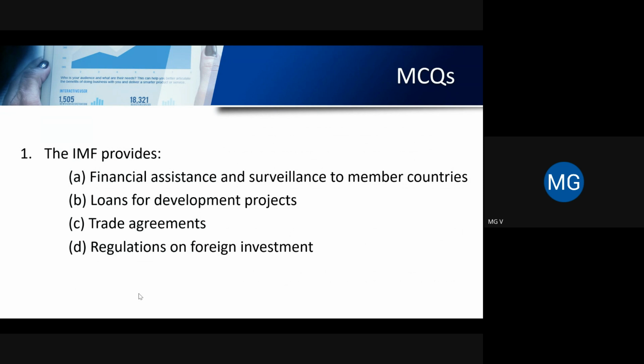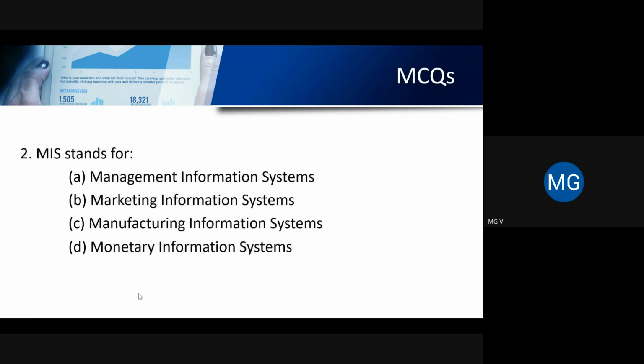The IMF provides financial assistance and surveillance to member countries, loans for development projects, trade agreements, regulations on foreign investment. Yes, IMF. Financial assistance and surveillance to member countries.